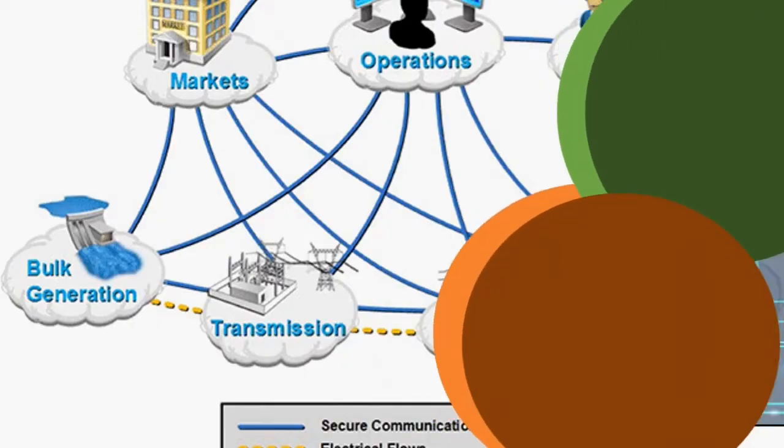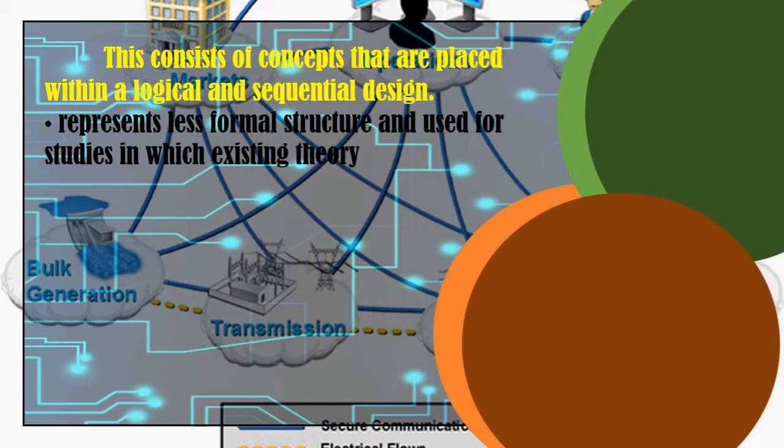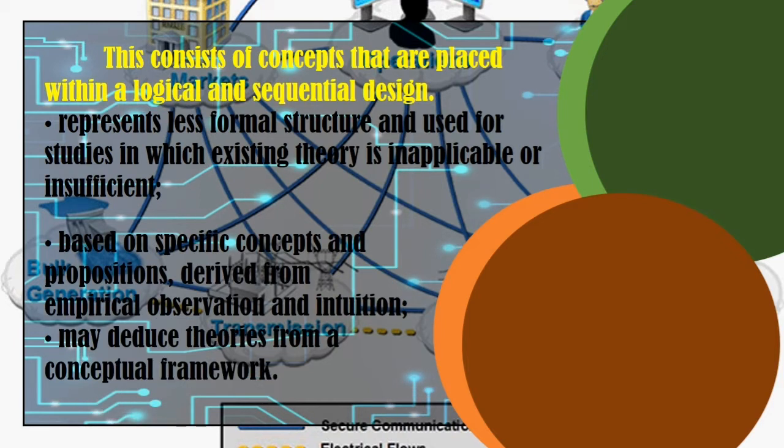A conceptual framework consists of concepts that are placed within a logical and sequential design. This is a less formal structure and is used for studies in which existing theory is inapplicable or insufficient. It is based on specific concepts and propositions derived from empirical observation and intuition. Or it may deduce theories from a conceptual framework.